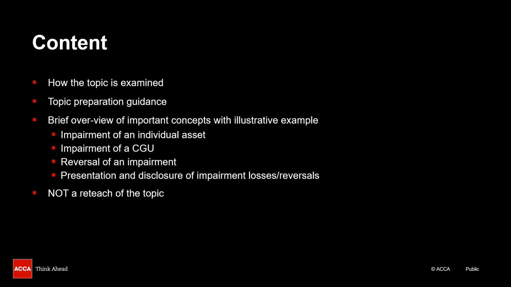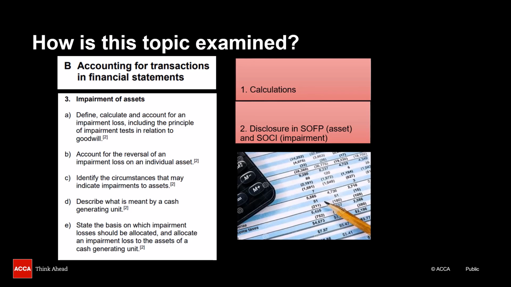Lastly, please note, this video is not a reteach of the topic and you are required to make sure you cover all the approved content for this topic. According to the FR syllabus, impairments of assets feature under transactions in financial statements at an intellectual level two. So this topic is tested both in objective test questions and constructed response questions.